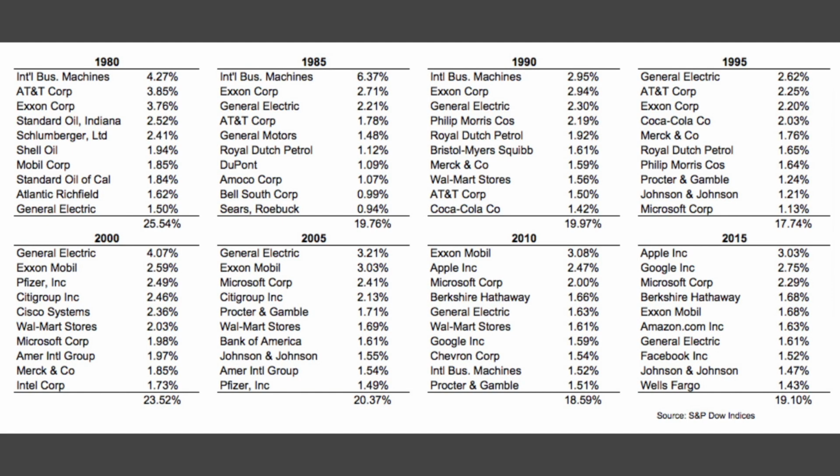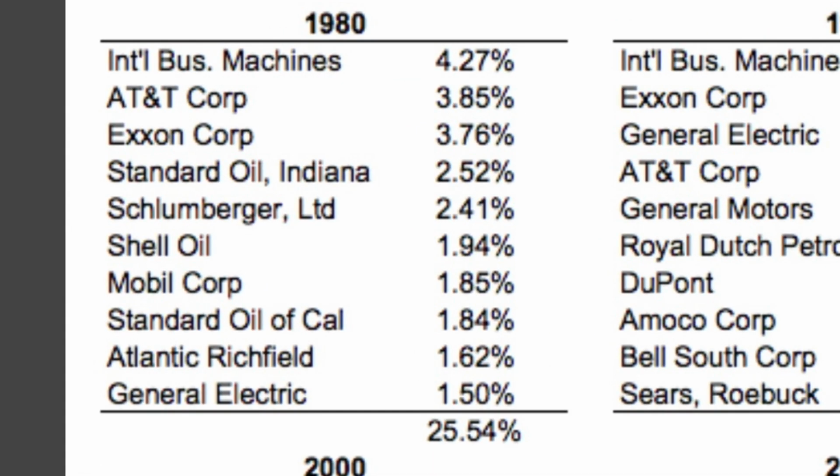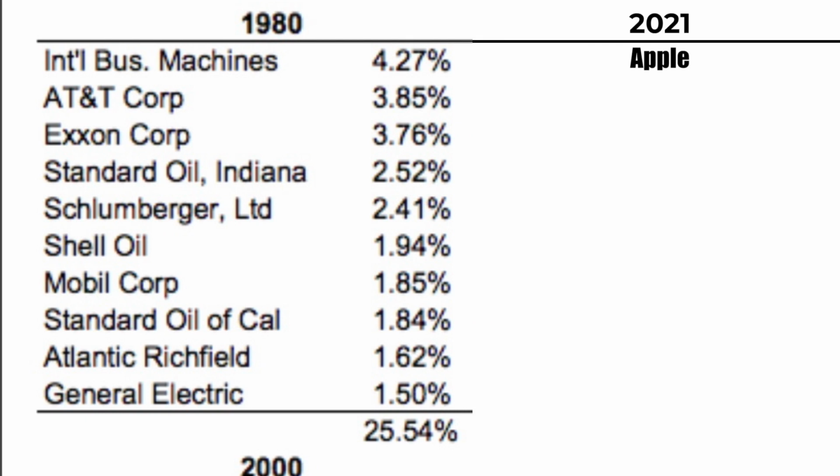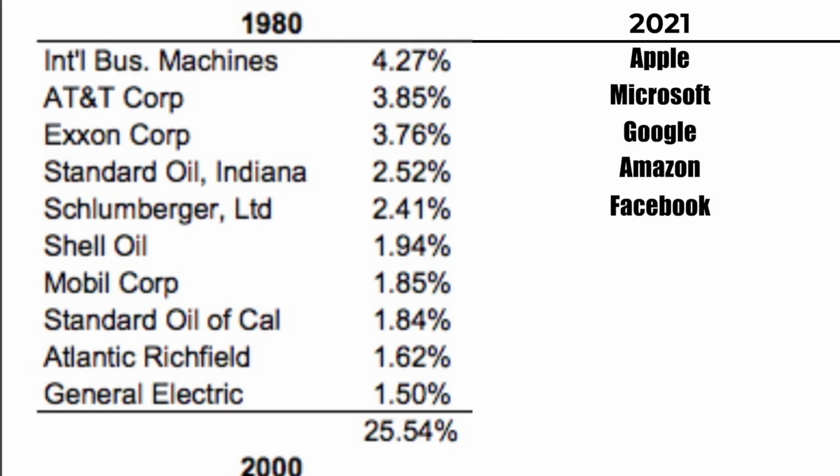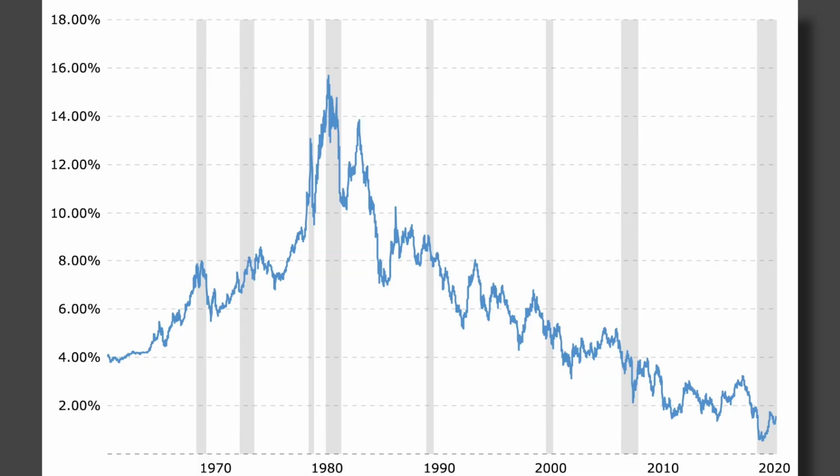Number two, look at the top 10 companies from the S&P 500 in 1980 versus today. In the 80s, it was IBM, AT&T, 7 different oil and gas companies, and GE. Today, it's Apple, Microsoft, Google, Amazon, Facebook, Tesla, Berkshire Hathaway, Nvidia, JP Morgan, and Visa. Most of these companies are large tech companies that are able to grow their earnings much faster than these companies used to. On top of that, look at the rates of the 10-year Treasury bonds.